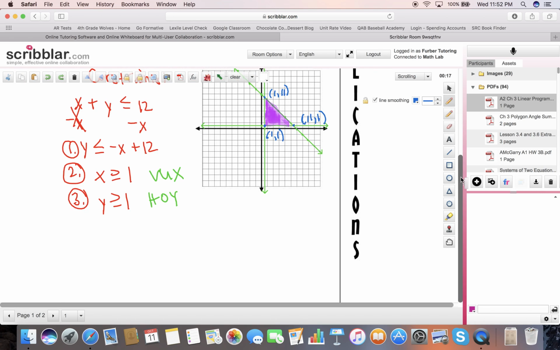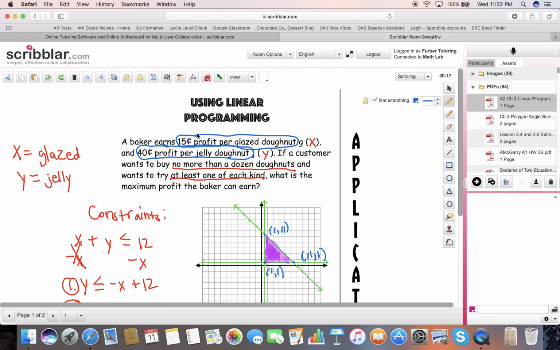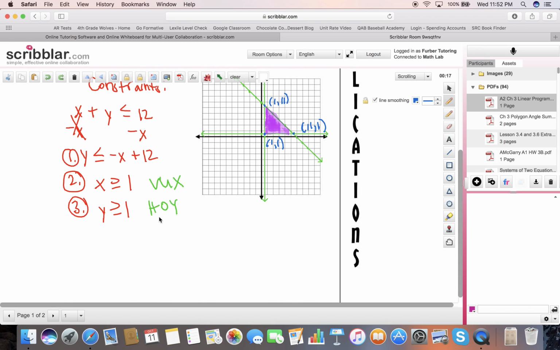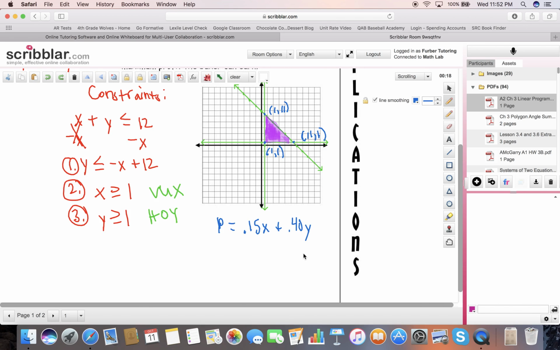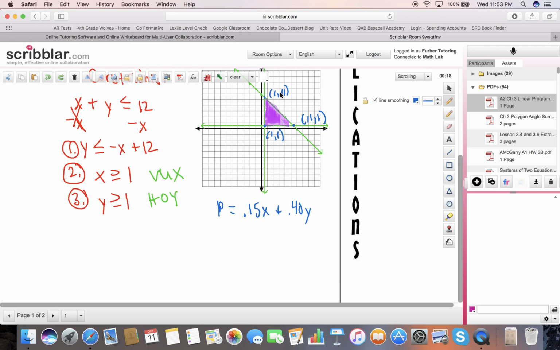All right, so let me write the objective function. The objective function, remember, comes from this: 15 cents per glazed donut, 40 cents per jelly donut. So the objective function, or the profit, is going to be 0.15x plus 0.40y, because it's 15 cents for the glazed, 40 cents for the y, and I have to use decimals since these are in cents. So all I have to do now is take these values and plug them in here.